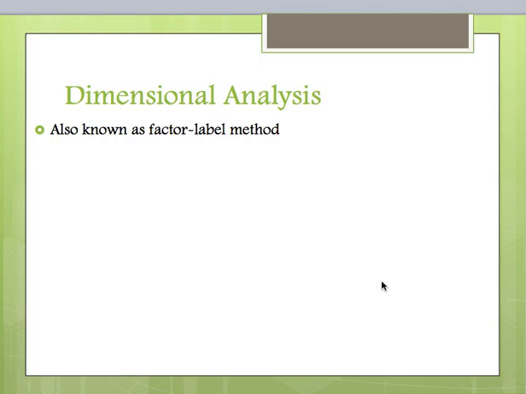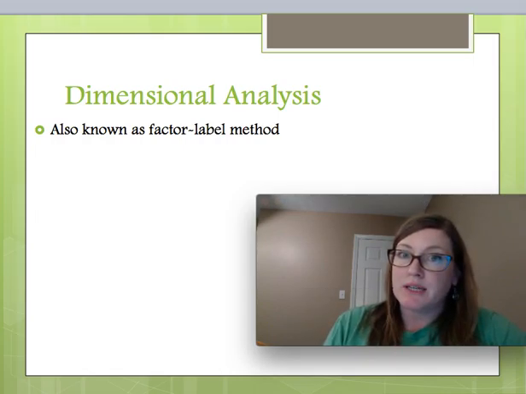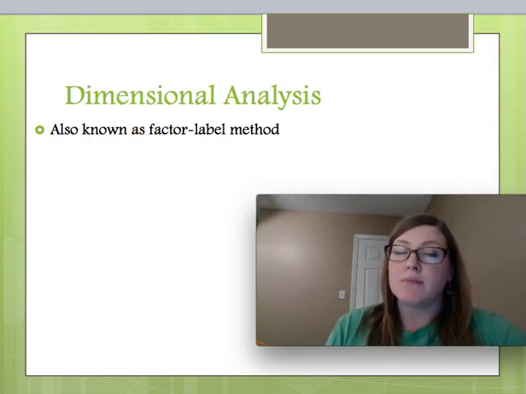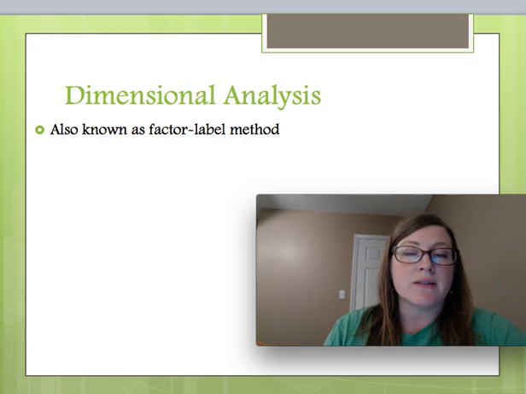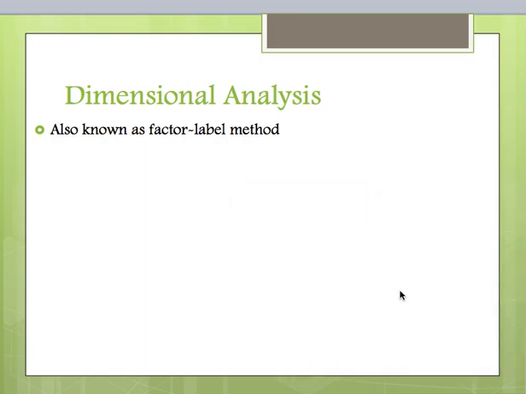Okay, now that we can put numbers in scientific notation, we can manipulate them by multiplying or dividing those numbers. We can calculate percentages. Let's look at dimensional analysis, because that's really going to come in handy as we're doing math on this test. Okay, a couple of things to know about dimensional analysis. It's also known as the factor label method. It's a way of solving unit conversion problems.